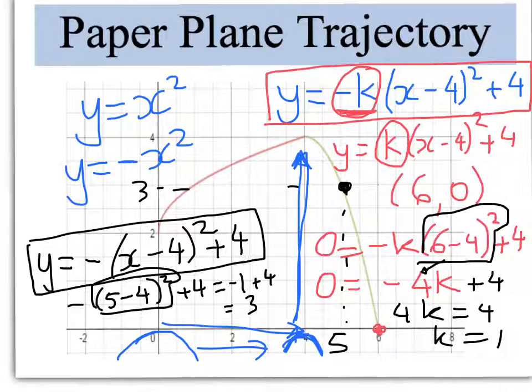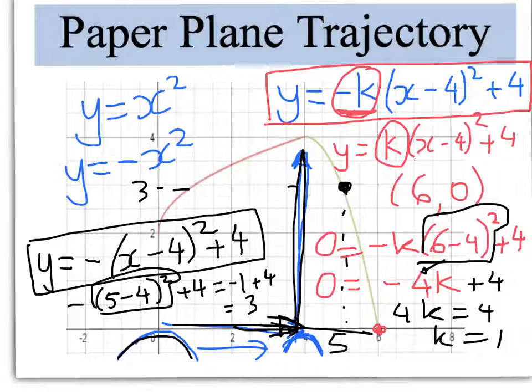Just one more time, the transformations that got us to it from the basic form are: first, that we reflected in the x-axis. Second, that we shifted out 4 units. Then we shifted up 4 units, and we didn't do any squeezing or stretching. So there were 3 transformations in there. On the next slide, I'm going to do the red part of the paper plane trajectory.